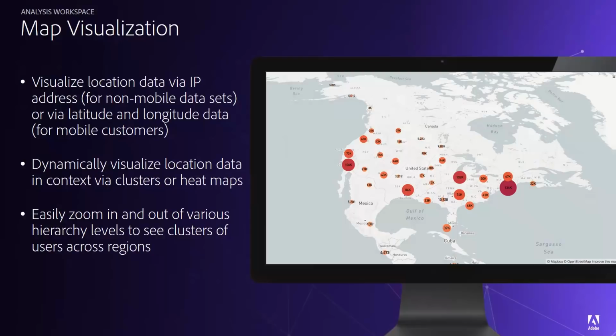So the map will be fully interactive. You'll be able to scroll in and out. The data will adjust as you get closer and scroll in further. You'll also be able to adjust the size of the bubbles you see here in the example and the colors as well. There'll also be a heat map option if you want to use that as your visualization instead of bubbles. So very interactive. New visualization that we've brought to Analysis Workspace.